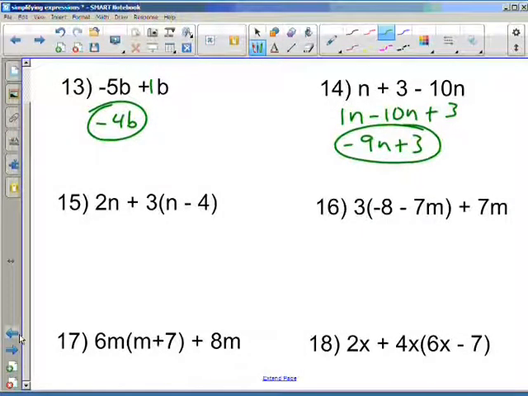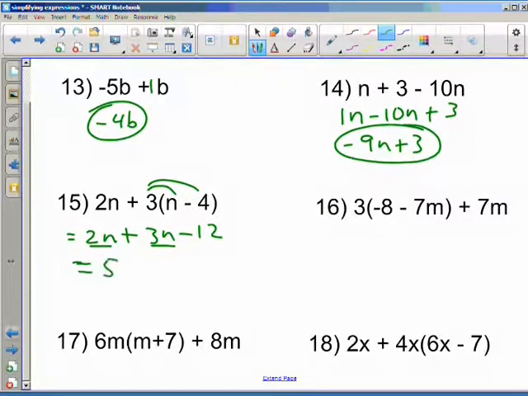Okay, we're going to distribute the 3. 3 times n is 3n, minus 3 times 4 is 12. These are like terms. 3 plus 2 is 5n minus 12.